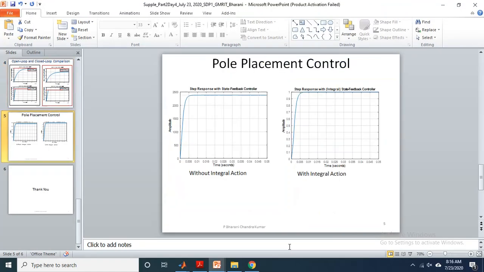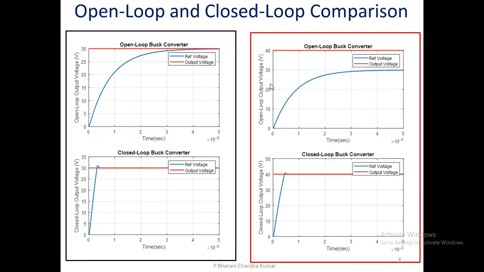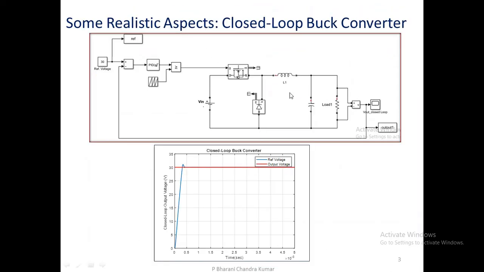And this is the pole placement controller with integral action and without integral action. This we will discuss in the class, how to run it. If you run the code, you will be able to get this one. So without integral action, you can see that it is going to 2500. This is a unit step response, and it is going to 1. The same can be implemented using the switch in this particular closed loop. Instead of the PID, you can use the pole placement controller.